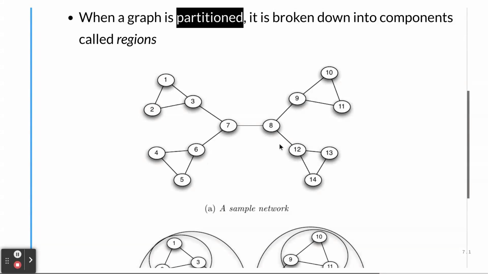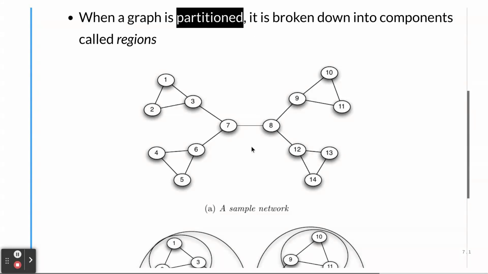So let's consider this example. We have here four clusters, if you will, of common friends. We have 1, 2, 3, 4, 5, 6, 9, 10, 11, and 12, 13, 14. We then have 7, who has connections with 3 and 6. So, in some sense, 7 is the local bridge between 1, 2, 3 and 4, 5, 6. Furthermore, 8 acts as a node providing local bridges between 9, 10, 11, and 12, 13, 14.